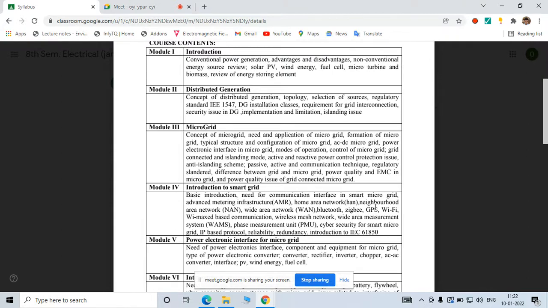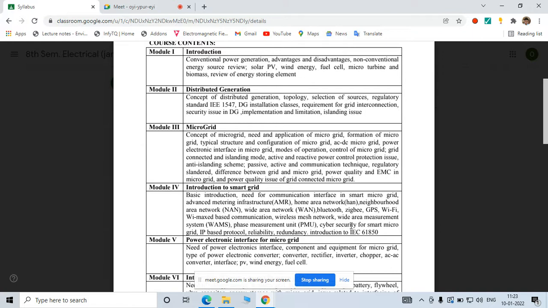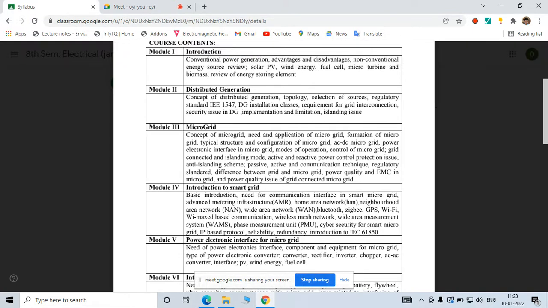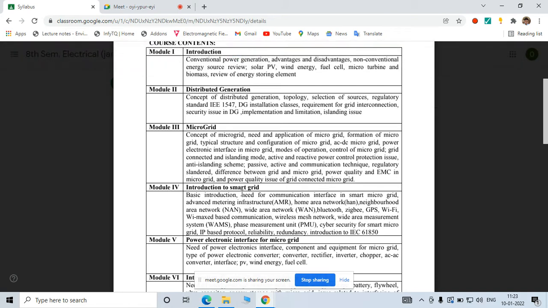Depending on the peak period, you can better utilize that power. So how to know that? By collecting such data, and physically it is not possible, so we are going to use wireless technology. We will study that, and all of that comes under the smart grid. So in module 4 we are going to see that.